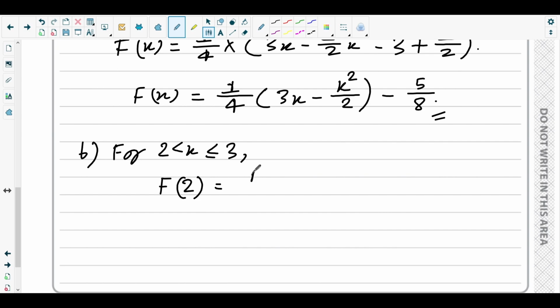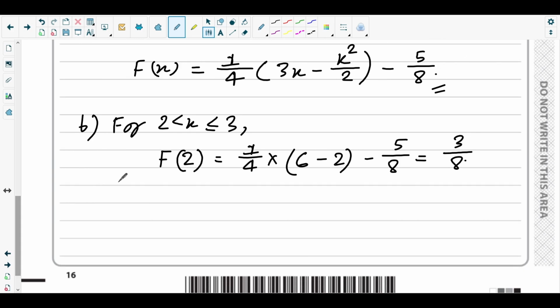So that would be 1 over 4 times 3 times 2, which is 6, minus 4 over 2, this is 2, minus 5 over 8. So this is basically 6 minus 2, which is 4. 4 over 4 is 1. 1 minus 5 over 8 is 3 over 8. We got the cumulative probability till x equals 2.